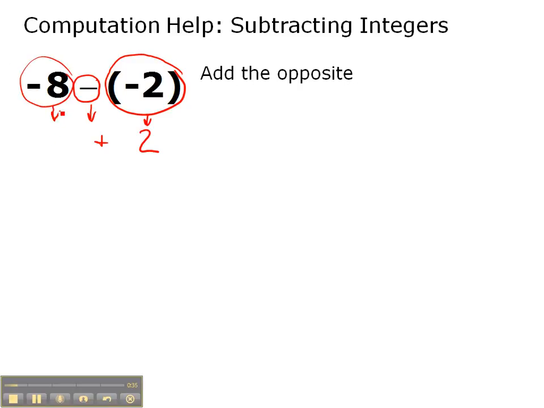This is also sometimes referred to as boss change twice. You don't mess with the boss and you make these two changes. You change subtraction to addition and you change the sign of the second integer. Now we have an integer addition problem, -8 plus +2.